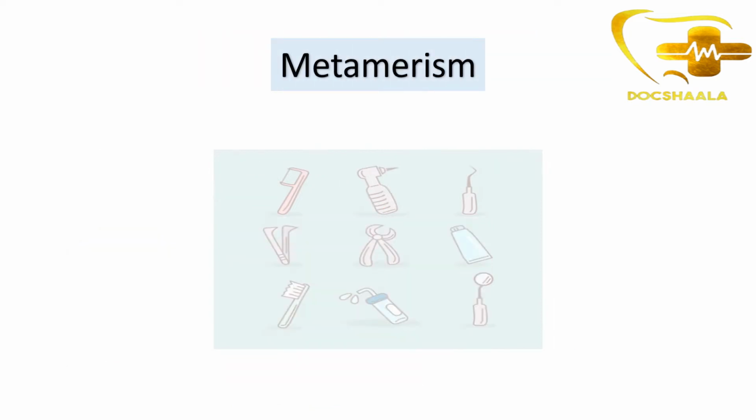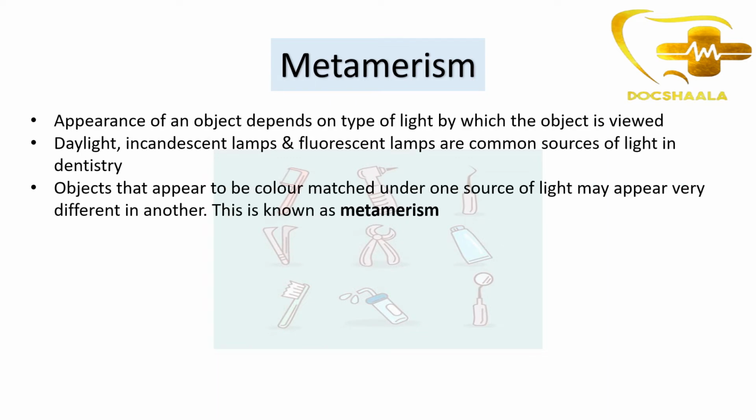Then coming to the property of metamerism. Metamerism is when the appearance of an object depends on the type of light in which the object is viewed. Daylight, incandescent light and fluorescent lamps are sources of light that we have in dentistry. In a dental setting, objects that appear to be color matched under one source of light may appear very different in another. This is known as metamerism.